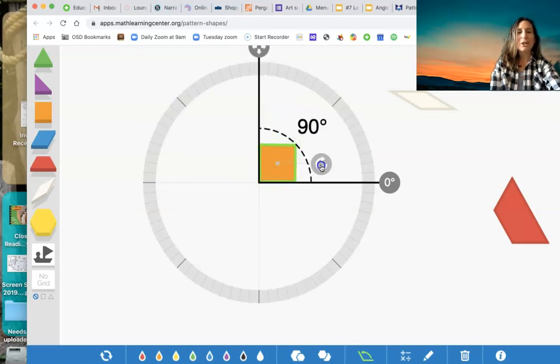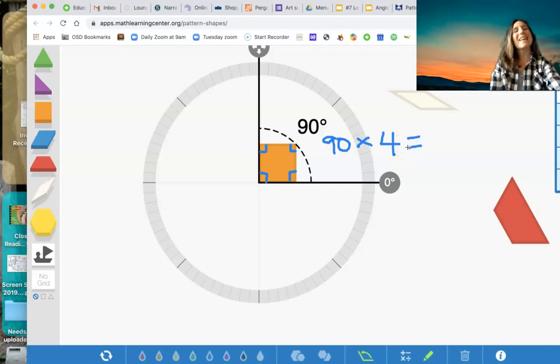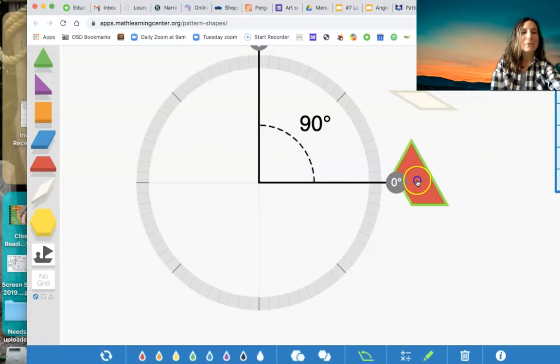Good. Let's put this rhombus aside and pull this square out to look at 90 degrees. It doesn't matter which angle we look at in this square, they're all going to be equal to 90 degrees. So you might be able to see that this adds up to 90 four times. And so all of the angles inside of a square are going to be equal to 360 degrees.